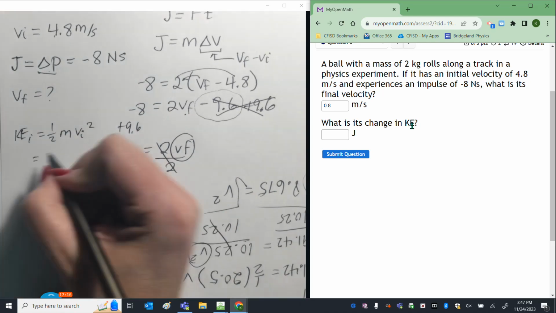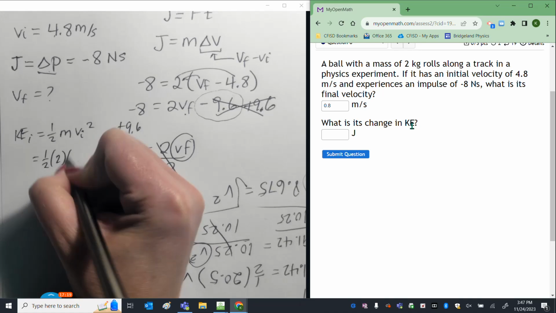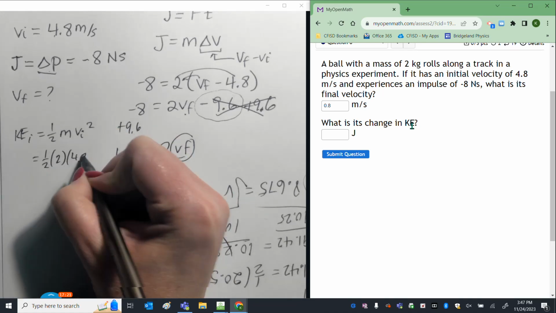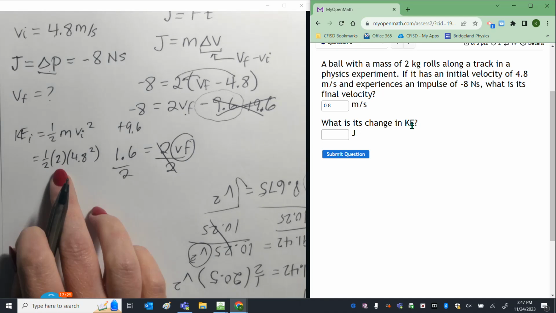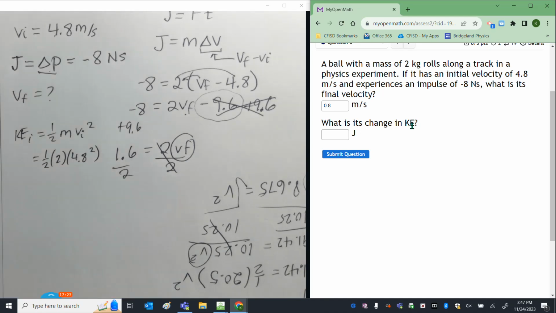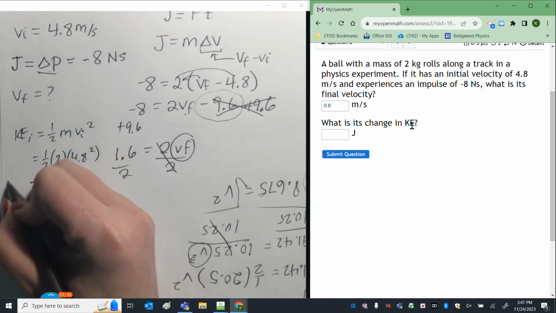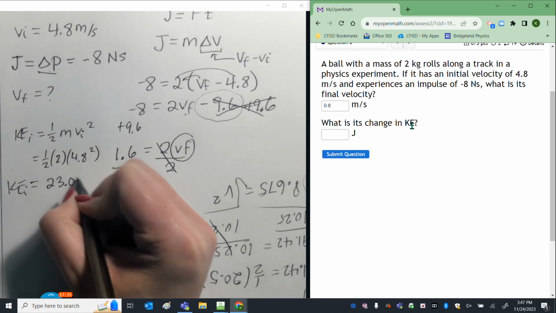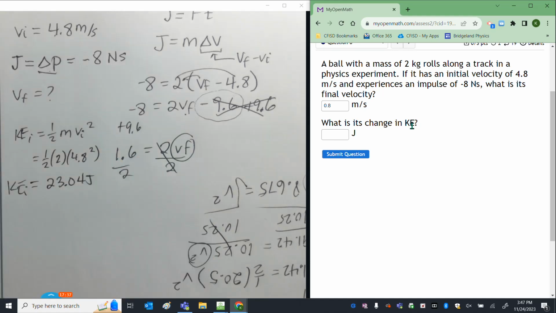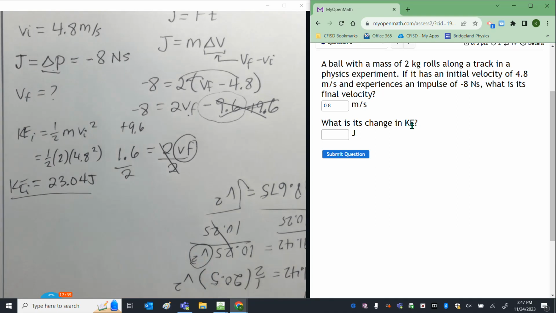Okay, this is going to be 1/2 times 2 times the initial velocity, 4.8, squared. Okay, so half of 2, of course, is 1. So it's really just 4.8 squared, which gives me an initial KE of 23.04 joules. We're going to do the same thing for the final KE.